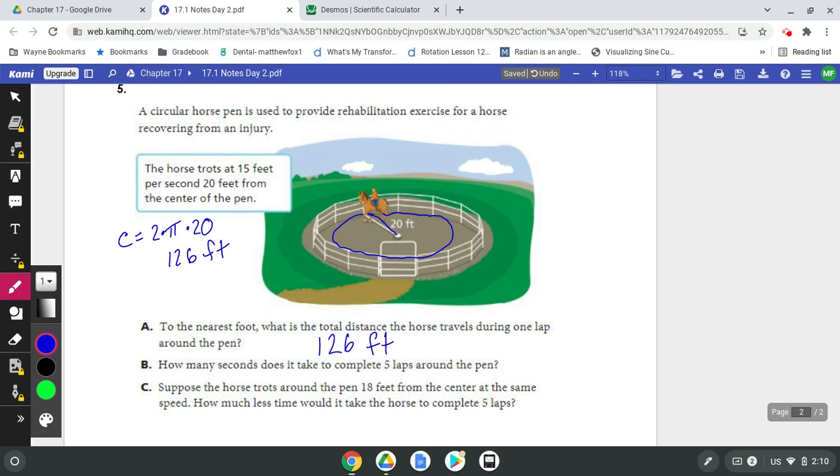Now, how many seconds does it take to complete 5 laps around the pen? So to figure this out, we first need to know how far it's traveling in 5 laps. So 126 feet, we know it's going 5 laps, so times 5. If we do that, we'll get 630 feet. That's how far the horse is going total. Now it tells us at the beginning here, the horse trots at a speed of 15 feet per second. So each second it can go 15 feet. We can just divide 630 by 15, and we will get 42 seconds as our answer.